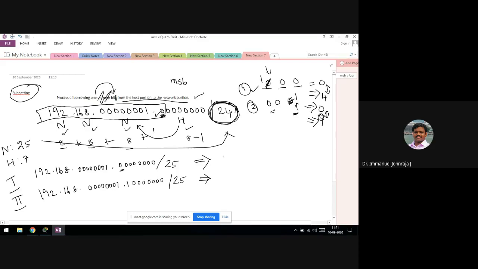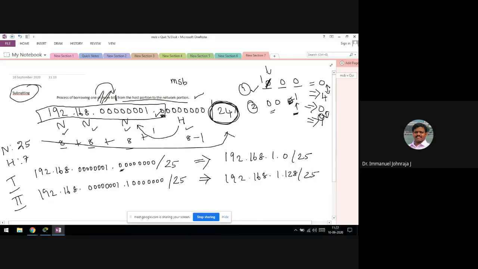Right. So I can write this in the decimal format, which becomes 192.168.0.0/25 and 192.168.0.128/25.